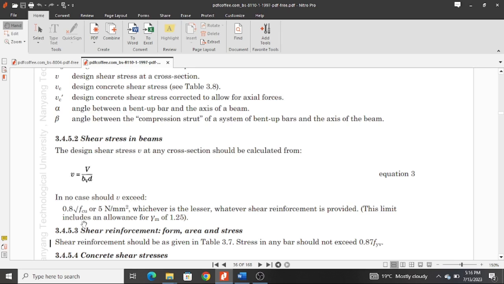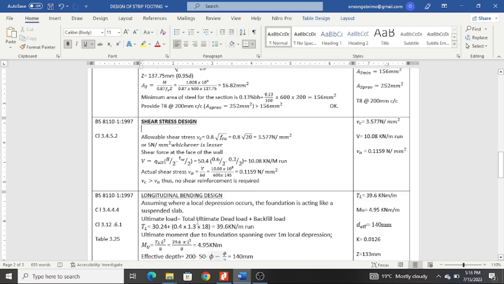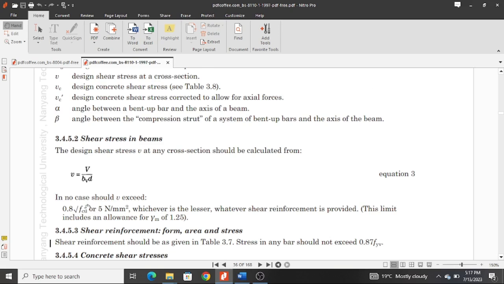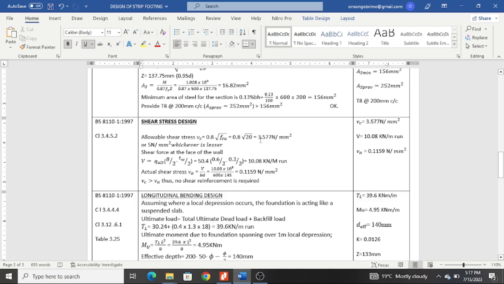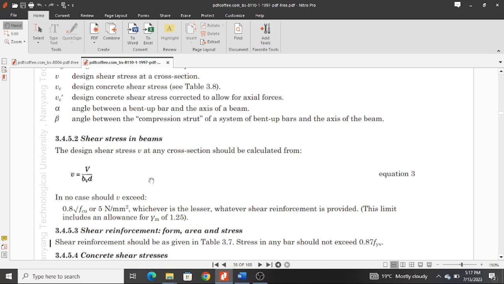So we are going to do this calculation, and we find the maximum that this V can have in this case. When you look at this, we use the formula 0.8 root FCU exactly, and FCU was 20. This gives you 3.577 newtons per millimeter squared, or 5 newtons per millimeter squared, whichever is lesser, and that is what the code is communicating here.